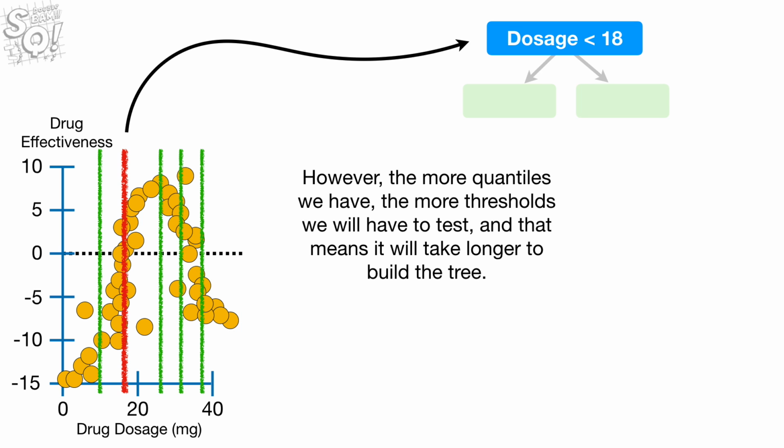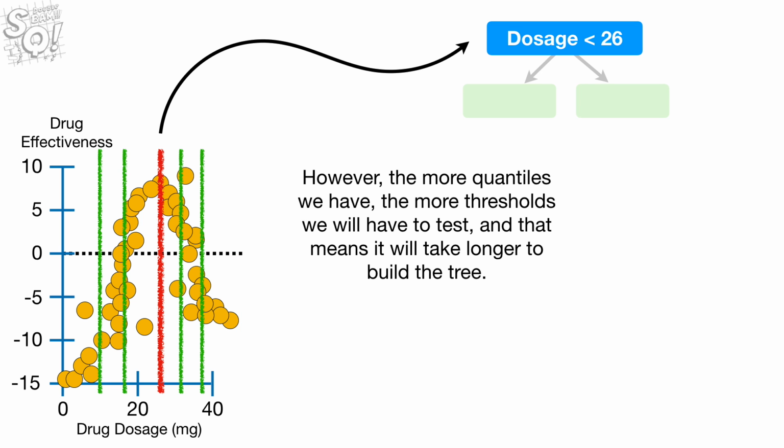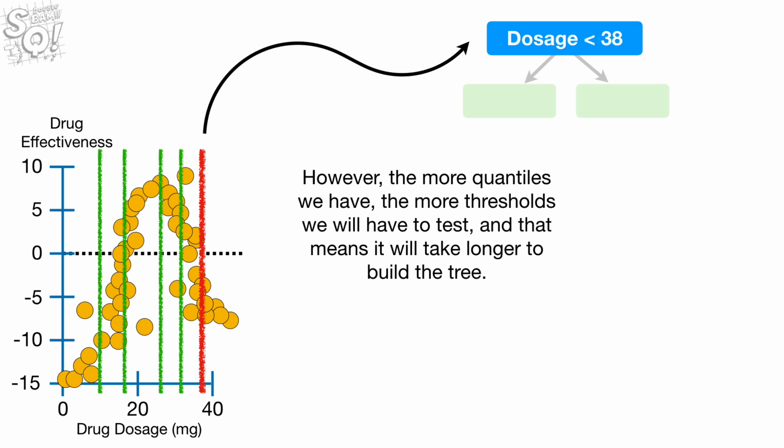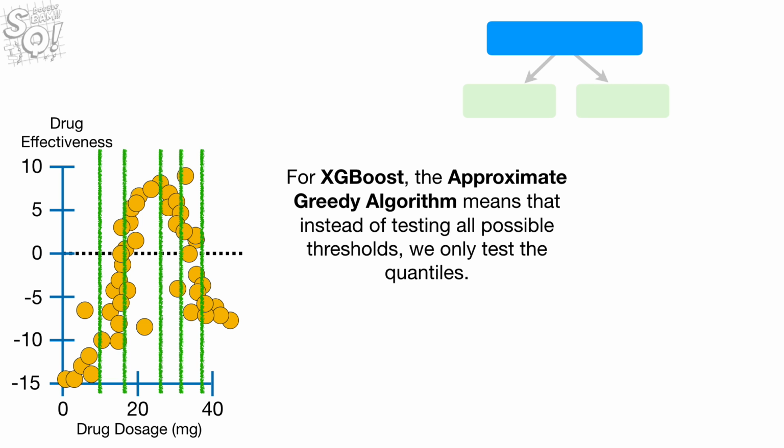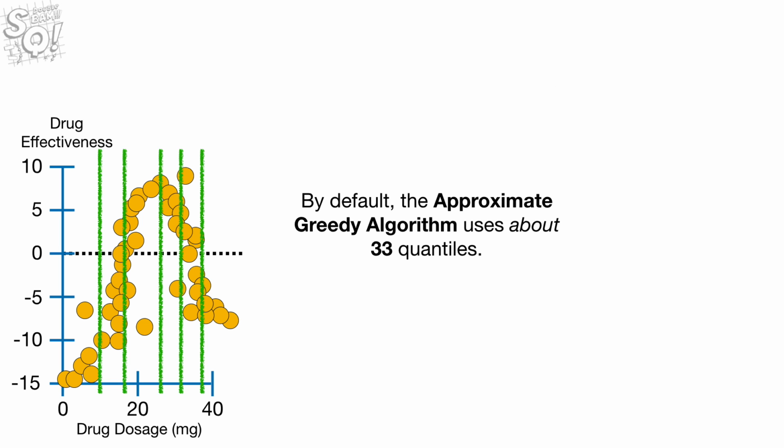However, the more quantiles we have, the more thresholds we will have to test, and that means it will take longer to build the tree. For XGBoost, the Approximate Greedy Algorithm means that instead of testing all possible thresholds, we only test the quantiles. And by default, the Approximate Greedy Algorithm uses about 33 quantiles.